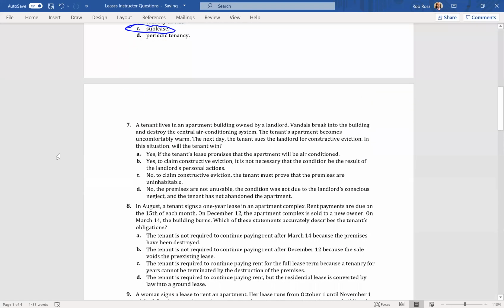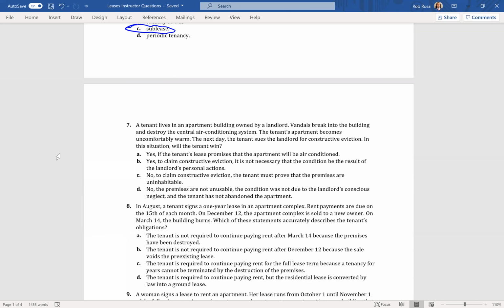Number 7, a tenant lives in an apartment building owned by a landlord. Vandals break into the building and destroy the central air conditioning system. The tenant's apartment becomes uncomfortably warm. The next day, the tenant sues the landlord for constructive eviction. In this situation, will the tenant win?